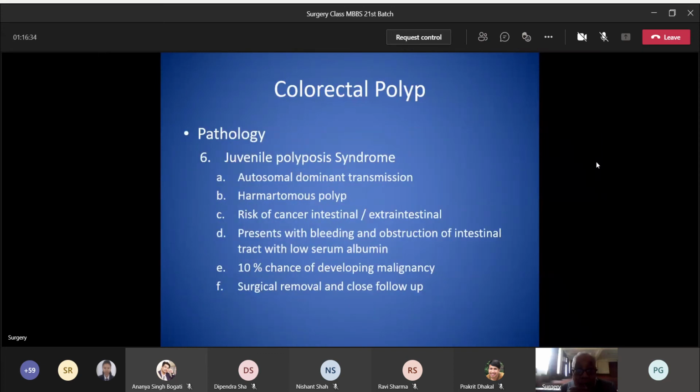Juvenile polyposis syndrome, a hamartomatous polyposis, carries risks of cancer, intestinal or extraintestinal. It presents with bleeding and obstruction of the intestinal tract, with a low serum level, and there is a risk of developing malignancy. Surgical removal and close follow-up are very important. So this juvenile polyposis is again a genetic predisposition.